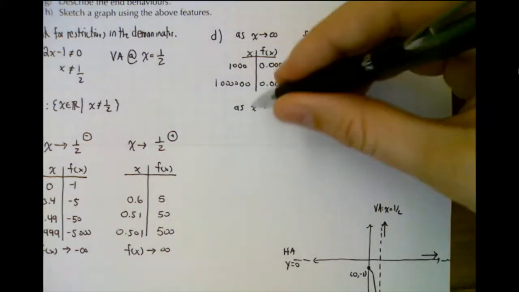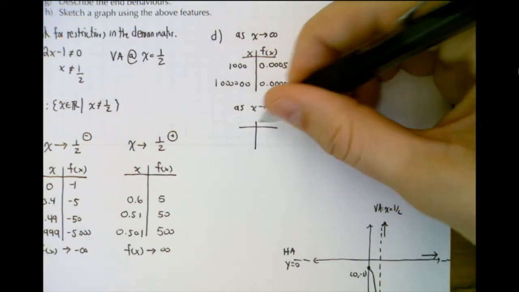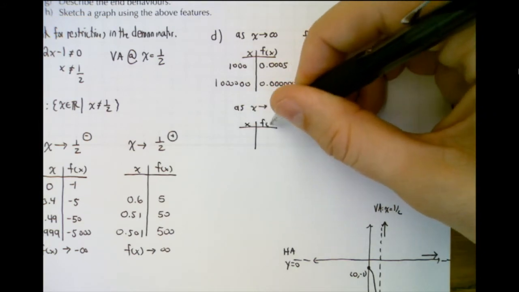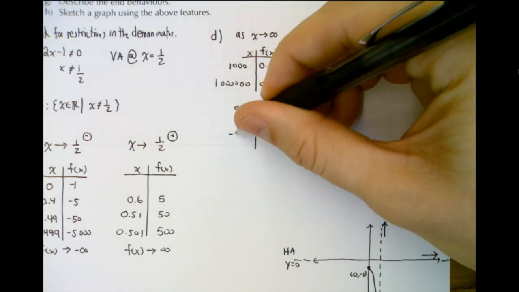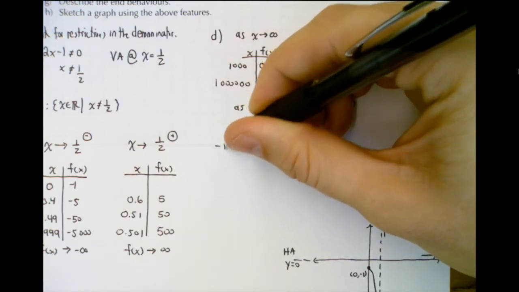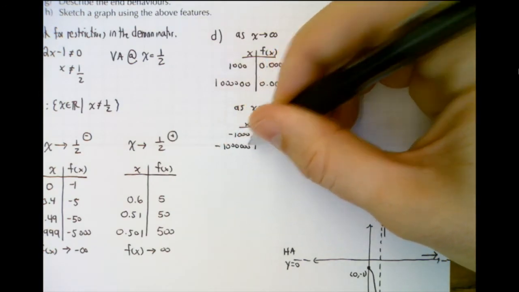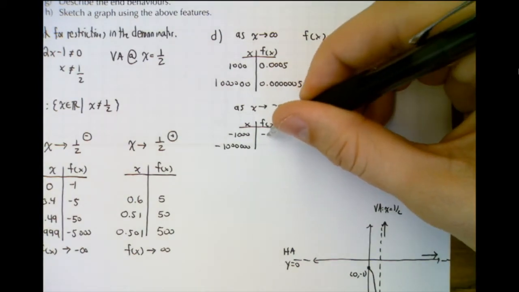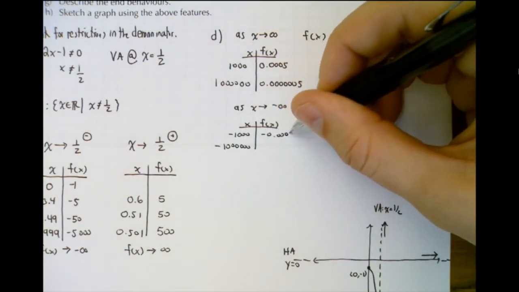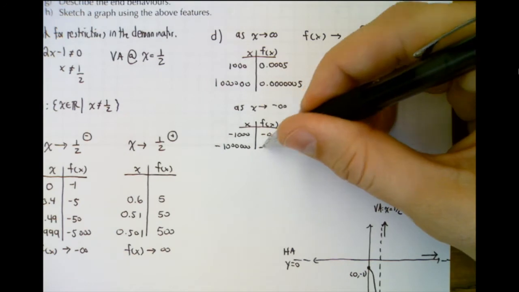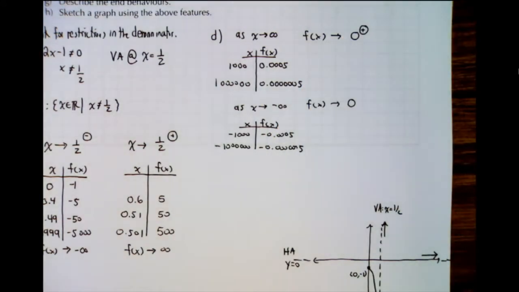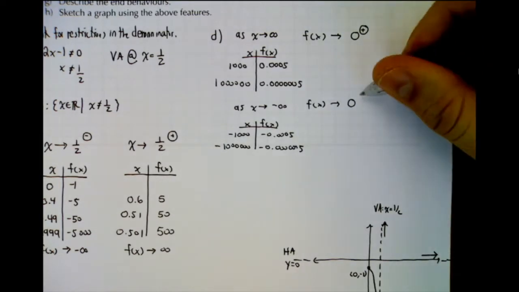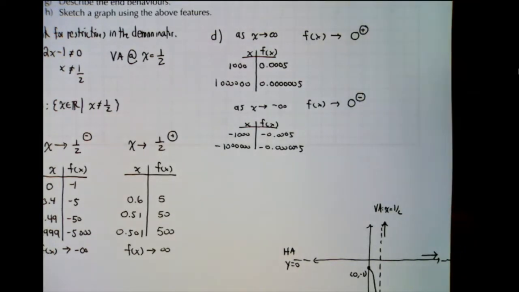But let's test. Think of some numbers that are close to negative infinity. Well, not really close, but approaching negative infinity. We could say negative 1,000 and negative 1,000,000. Negative 1,000, if you plug it in, is negative 0.0005. And negative 1,000,000, if you plug it in, is negative 1, 2, 3, 1, 2, 3, 5. Both negative, both slightly smaller than 0. So we're approaching 0, but from below.